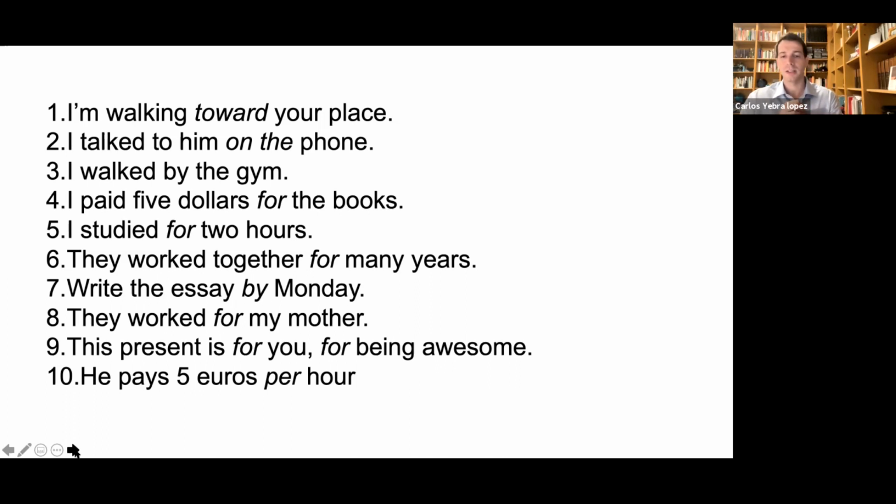Number 9, this present is for you, for being awesome. So, first part of the sentence, we have a recipient, which is you. So, this present is for you. Este regalo es para ti. We express recipient with para ti. Now, for being awesome. Being awesome here is the razón or motivo, the reason why this gift is being accorded to you. And so we use por in that case. So, este regalo es para ti por ser magnífico, increíble, genial, etc.